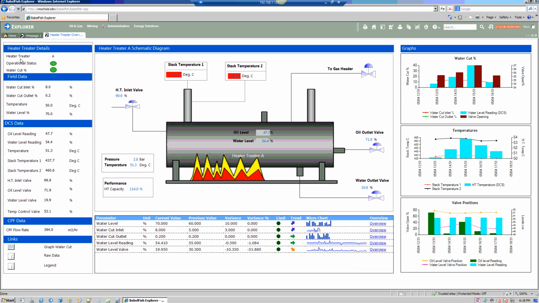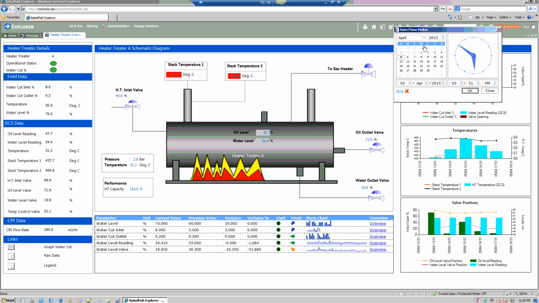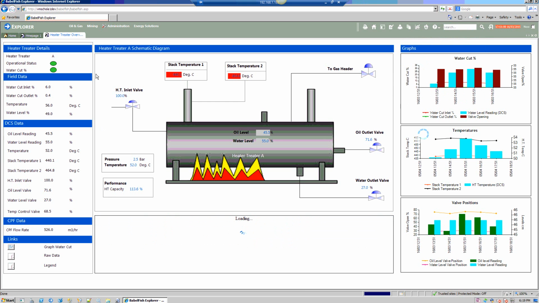On the left hand side, you will see the heater treater. This shows the status of the heater treater, whether it's working or not. One key parameter that we consider is the water cut, and the data coming from the field sources. This data is coming from the DCS, and this is the CPF data. So what you see is consolidating the data from multiple sources. That is lab data, DCS data, and field data. Also, I can change the date from here. So if I want to see my data coming in March 15, the date changes as well as the data.